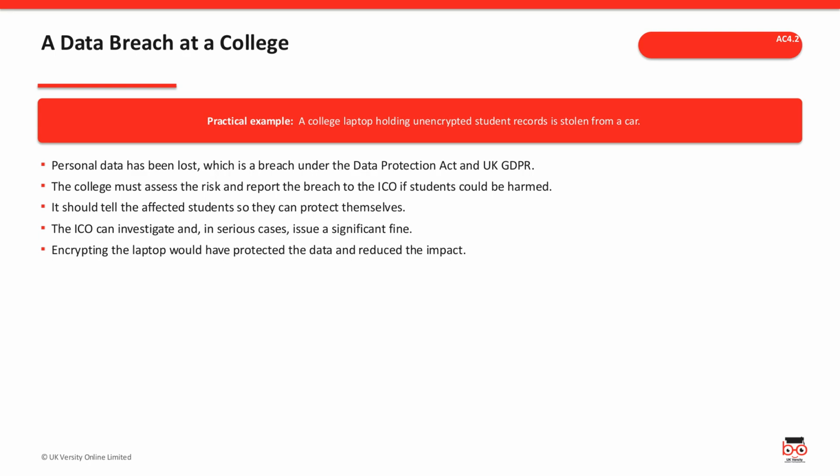Let's make this real with a scenario. A college laptop holding unencrypted student records is stolen from a car. Personal data has now been lost, which counts as a breach under both the Data Protection Act and the UK GDPR. The college has to assess the risk and report the breach to the Information Commissioner's Office if students could be harmed, and it should warn the affected students so they can protect themselves. The regulator can investigate and, in serious cases, issue a hefty fine. The simple lesson? Encrypting that laptop would have protected the data and softened the whole impact.